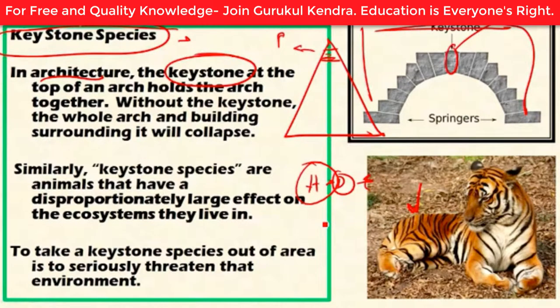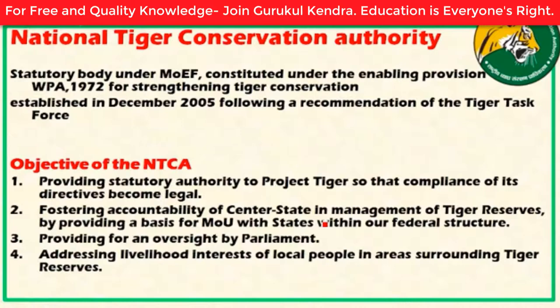So to maintain the balance of the forest ecosystem, the top predators are essential. The tiger is one of the top predators and also the keystone species. So we need to conserve the tiger in order to maintain the ecological balance. This is the concept of keystone species. The Indian government has been undertaking various important conservation strategies, policies and programs for tiger conservation.